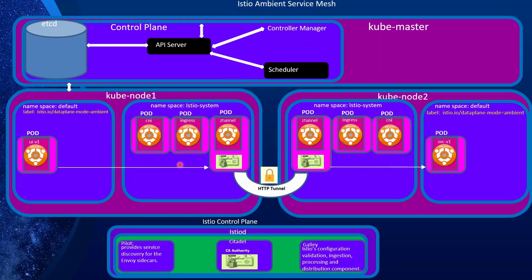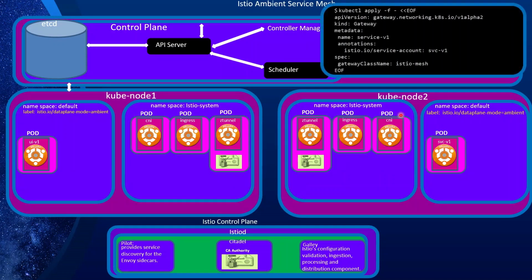At this point, we don't need any L7, so there is no additional proxy created, and life is good. But sometimes you want to take advantage of the L7 functionality and features, and in this case we need to make a request to the API server and create a special gateway called Istio Mesh, and the class name has to be the gateway class name.